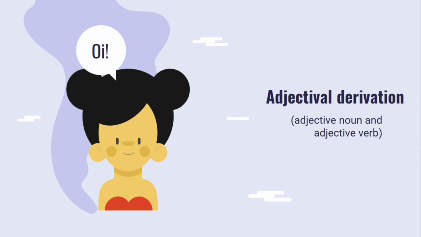Last but not least is adjectival derivation. Adjective derivation is a morphemic process that changes the lexical identity of a word that experiences the process of changing words through adjective. Jadi, derivasi adjektifal adalah proses morfemis yang mengubah identitas leksikal sebuah kata yang mengalami proses perubahan kata melalui dasar adjektiva. Adjectival derivation is divided into two parts, that is adjective noun and adjective verb.